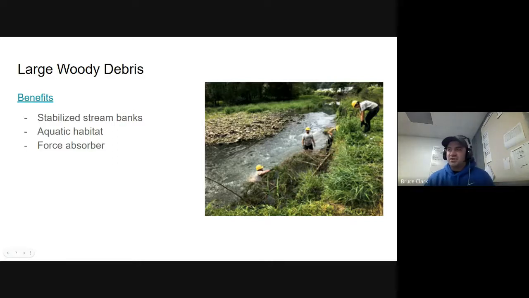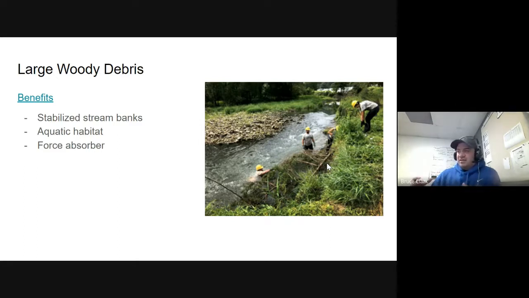Next up would be large woody debris. So while we don't want a bunch of dead and decaying stuff in there, it is good to have structure in our streams. Here we look at a group of Conservation Corps workers putting in large woody debris. Here you see it being used as a force absorber. So as water's rushing down this stream, it's going to slam into this riverbank, and over time, it's going to erode that soil. That soil is going to wash down the stream, gone forever. We want to keep our soil where it's at.